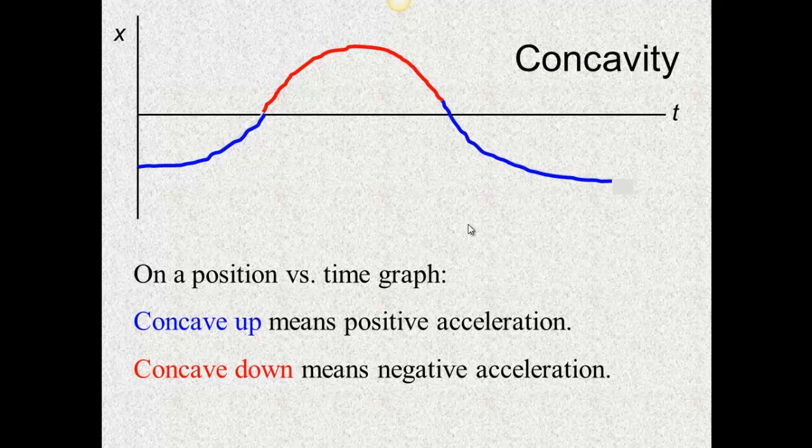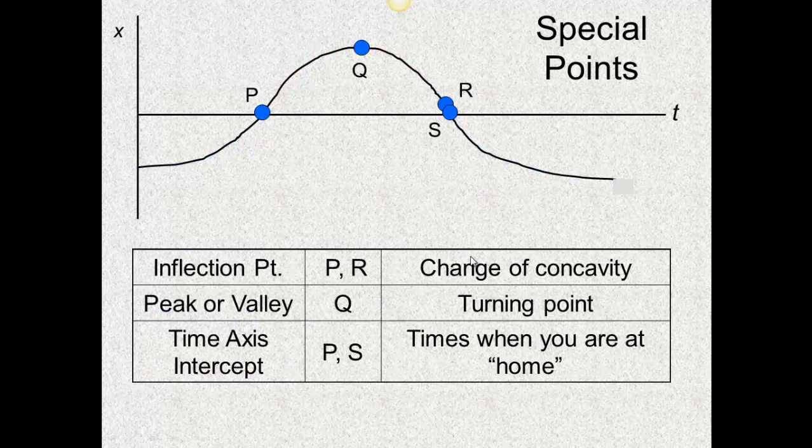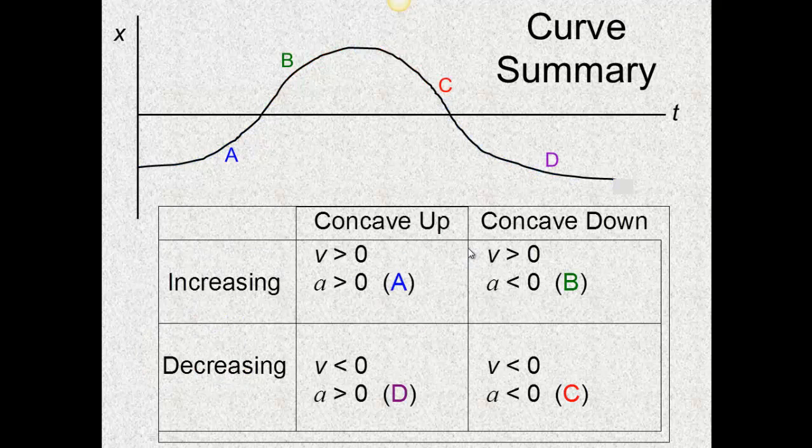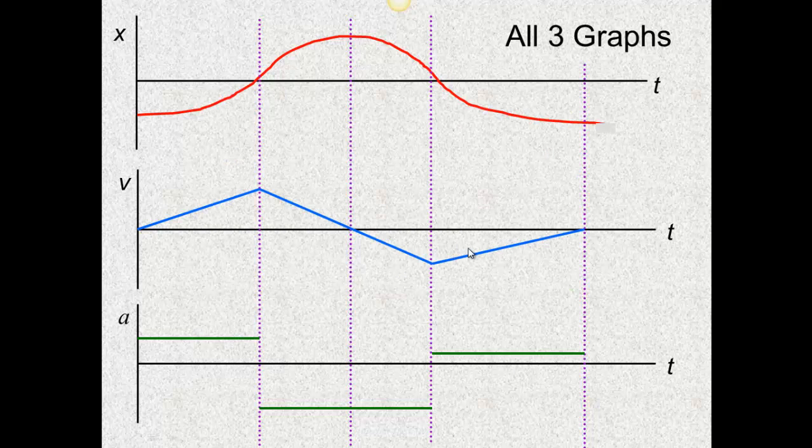On the position time graph over here, the concave bit means that you've got a positive acceleration. So here you've got concave up, and you've got a positive acceleration there. Concave down means that you've got a negative acceleration. Alright, we'll just keep flicking through this, so I'm going to go to the next graph over here.